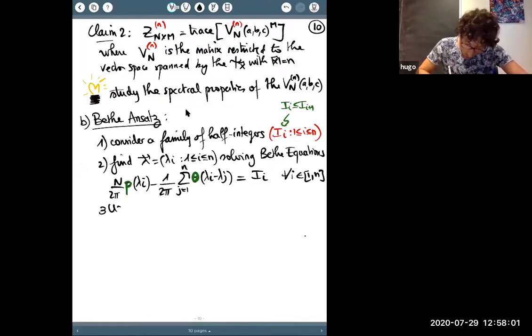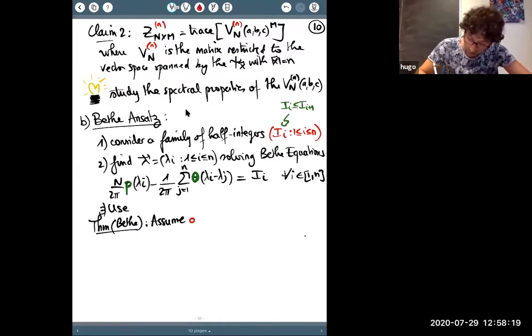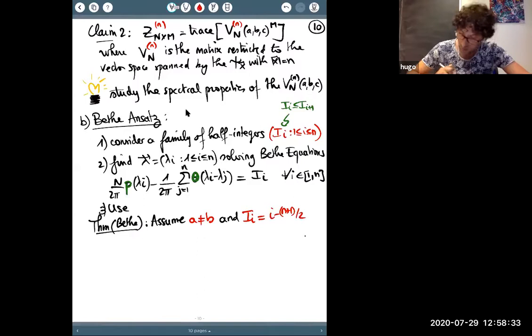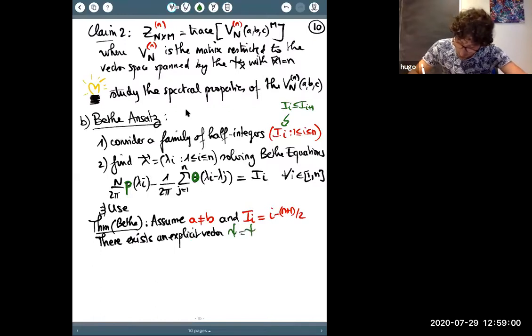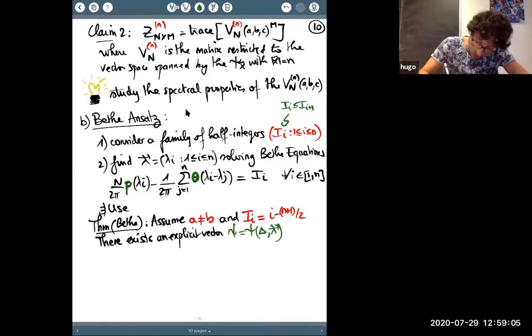Once you have done that, then you use a theorem, which is due, I guess, to Bethe. I'm not guessing, I'm saying, which says the following. It says that, assume, don't worry, it's not a real assumption, assume A is not equal to B, and this is more important, that I is I minus n plus 1 over 2. So pick a special choice of the I. There are extensions to other choices, but for now, we are interested in this one. Then the theorem says that there exists an explicit vector. Let's call it, for instance, psi, which is a function of delta and a function of the choice of lambda that I found here.